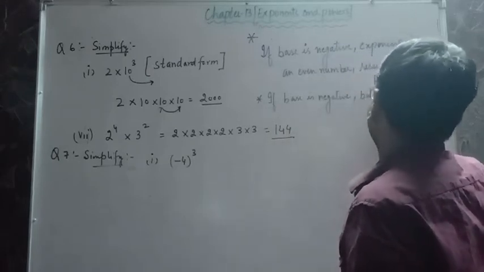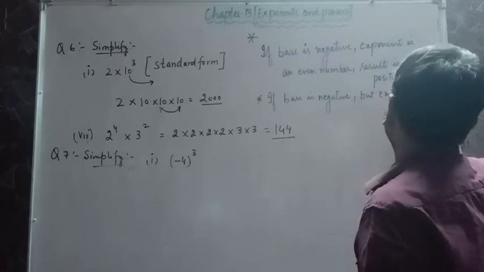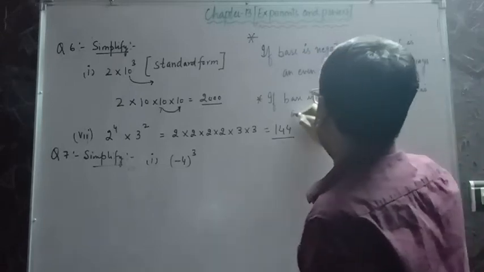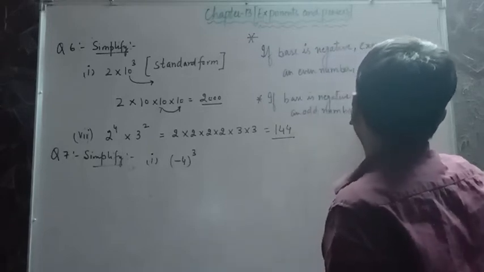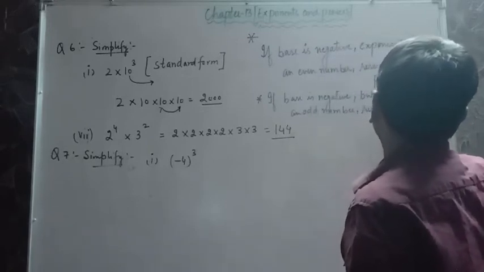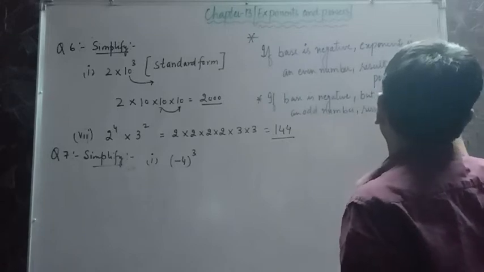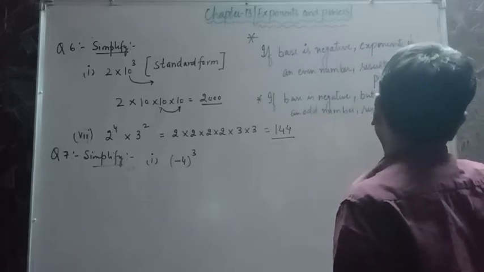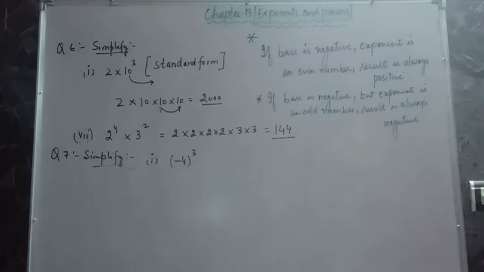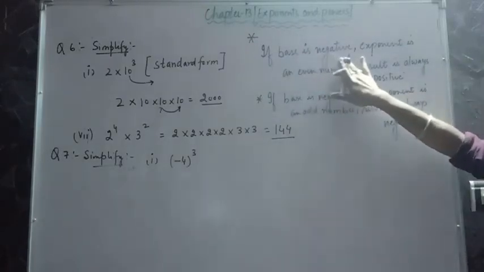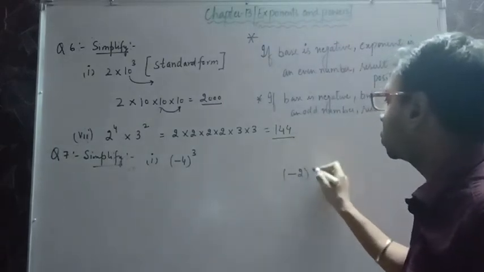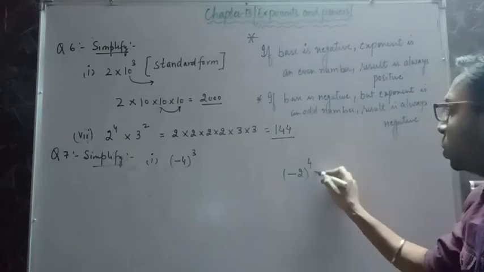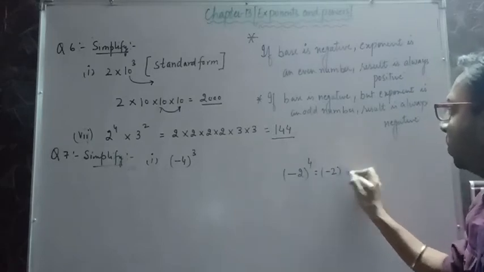Second, if base is again negative but exponent is an odd number, result is always negative. It's very important. You have to understand. Why so? See, if base is negative, for example, I am taking a brilliant example, minus 2 raised to power 4. Minus 2 raised to power 4 means minus 2 will be represented 4 times.